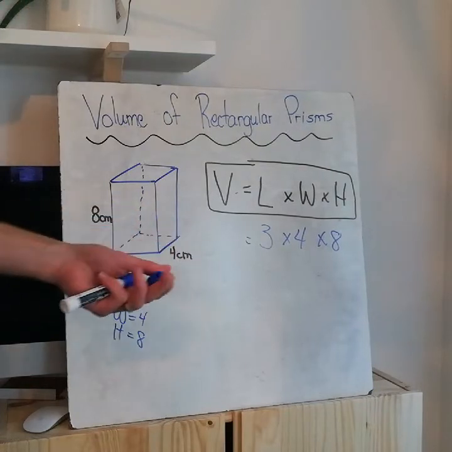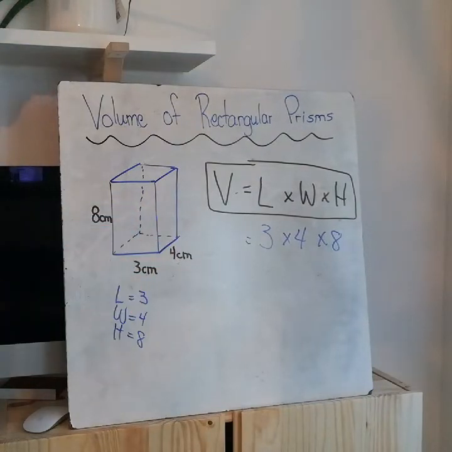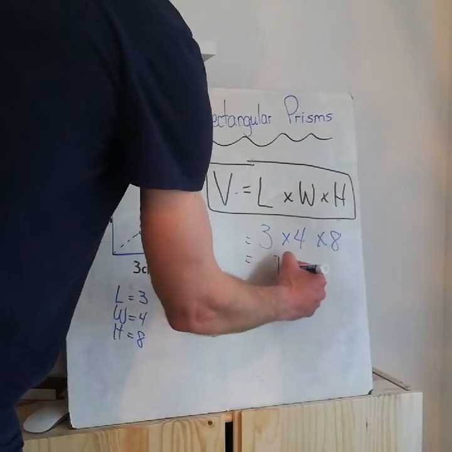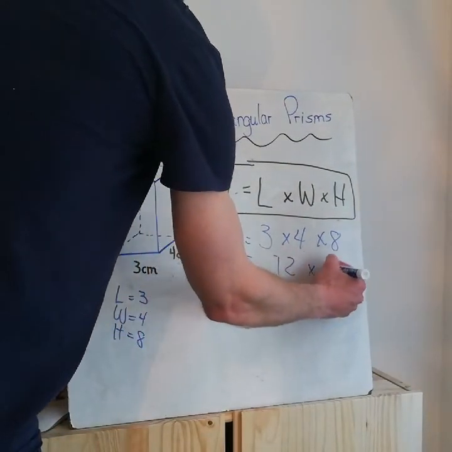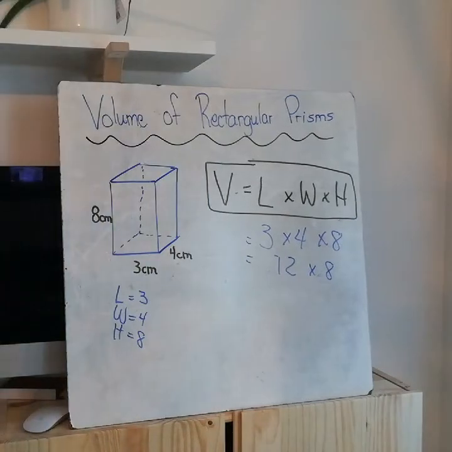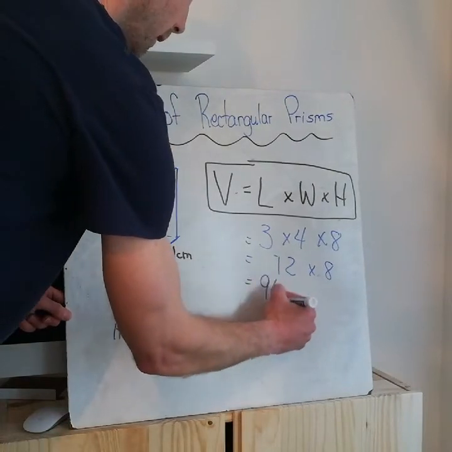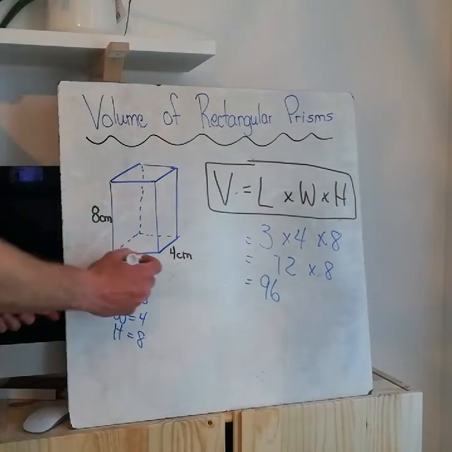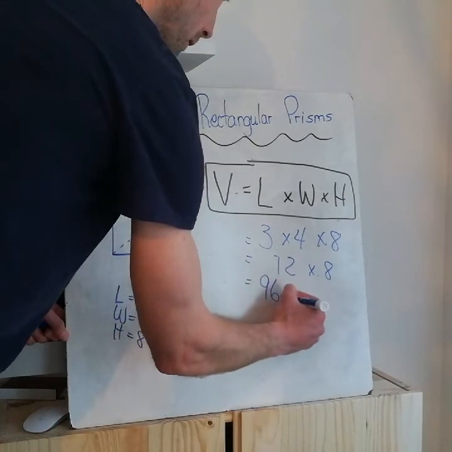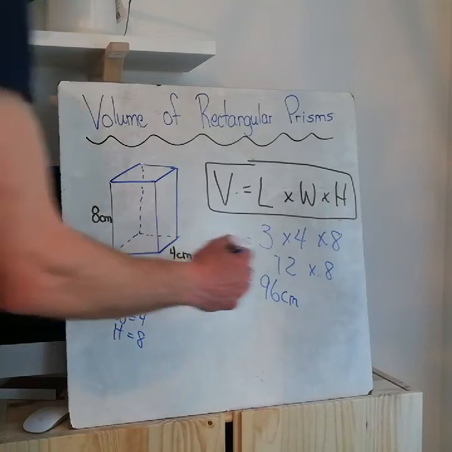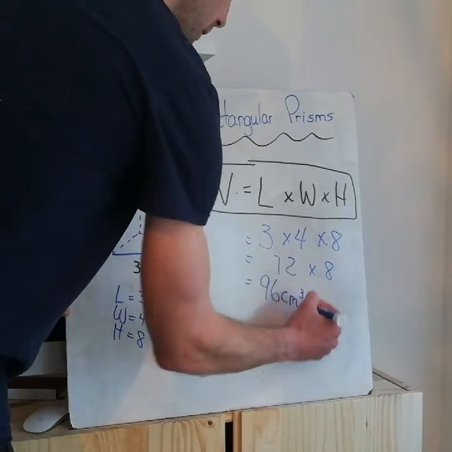If you do 3 times 4, that's going to be 12. And then you still have your times 8. So 12 times 8, well I know 10 times 8 is 80. 2 more 8s would be 96. So 96, and then it's in centimeters, so it's important to remember the units. And then you have to remember for volume it's three dimensions, so it's cubed.